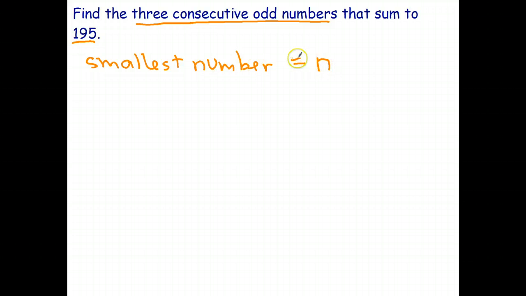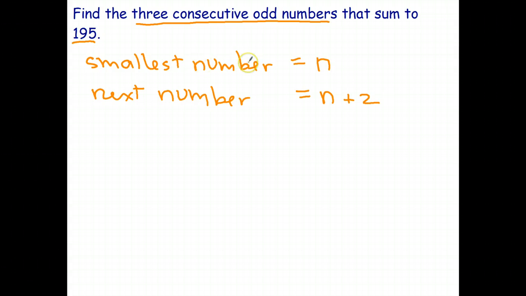Now what a lot of students want to do in this case is say, well, the next number has to be O, and the third number has to be P. So they want to try to use the 3 letters of an alphabet. But what we have to do is get all of these numbers in terms of the one variable. So the next number is not going to be the letter O. Because they're consecutive odd numbers like 1, 3, 5, 7, 9, what we know about odd numbers is they're 2 apart. So the next number has the expression n plus 2.